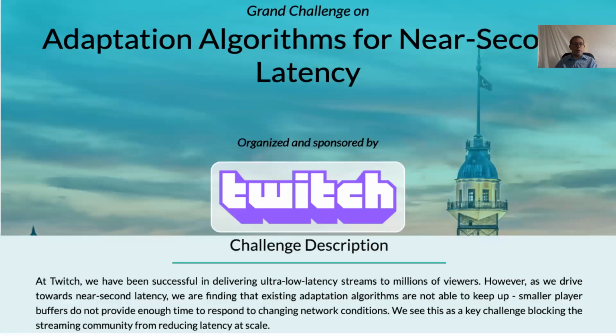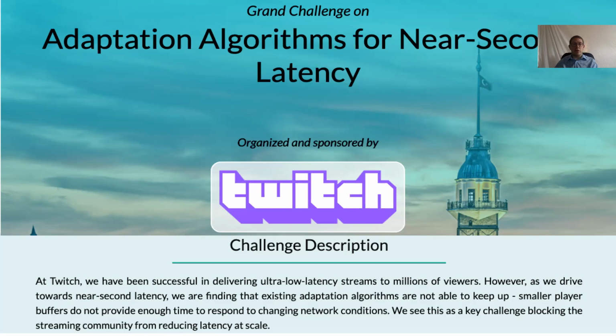Twitch has been successful in delivering ultra-low latency streams to millions of viewers, but to improve the live social interactivity of a broadcast, the goal is to decrease the latency even further. However, as they drive towards near-second latency, Twitch found that existing adaptation algorithms are not able to keep up, as smaller player buffers do not provide enough time to respond to changing network conditions.